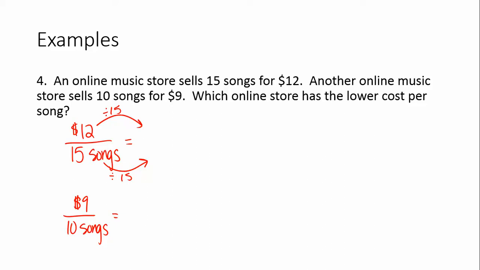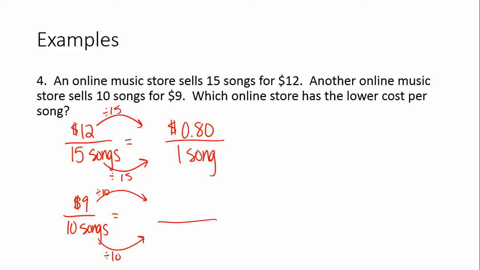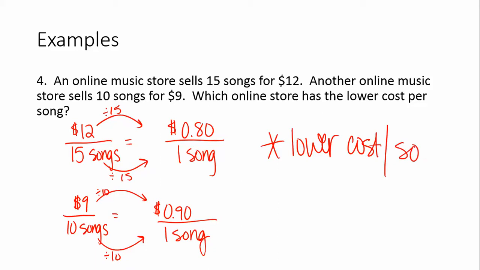12 divided by 15, remember we are talking about money, is 80 cents per song. And in the second store, we're going to divide top and bottom by 10. And 9 divided by 10 is 0.9. And remember again, it's money, so 90 cents per every song. So the question is, which one has the lower cost per song? And that would be this store, lower cost per song. So that would be the store you would want to buy your music from.